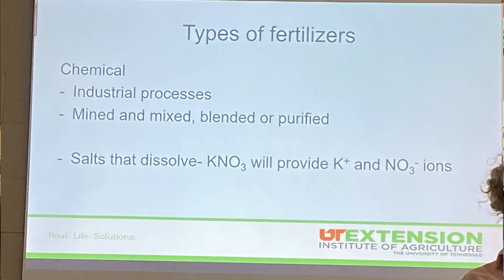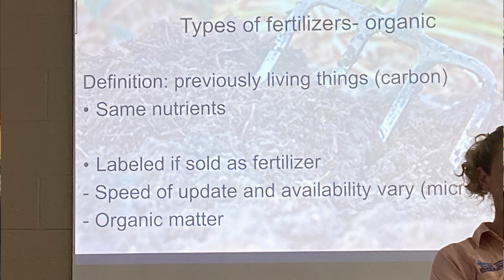Types of fertilizers. There's chemical: industrial processes, mined and mixed, blended or purified, and salts that dissolve. Types of fertilizers. Organic. Definition: previously living things, carbon, same nutrients. Labeled if sold as fertilizer. Speed of uptake and availability vary. And organic matter.